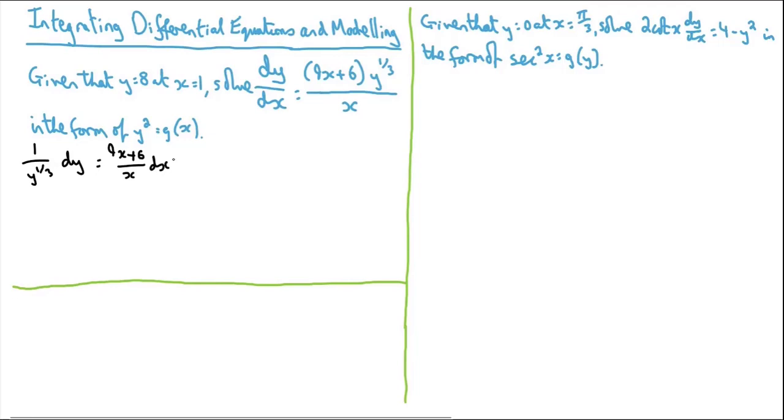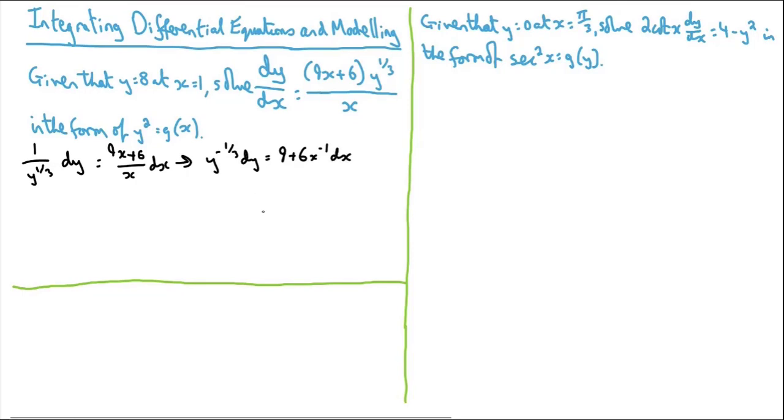Before we get into the actual integration, we may wish to rewrite this a little bit further to make it more convenient for integration. So 1 over y to the third is the same as y to the minus a third, and still dy. And then this fraction here, 9x divided by x, we could say it's just going to be 9. And then this will still be like 6 over x, or 6x to the minus 1, dx.